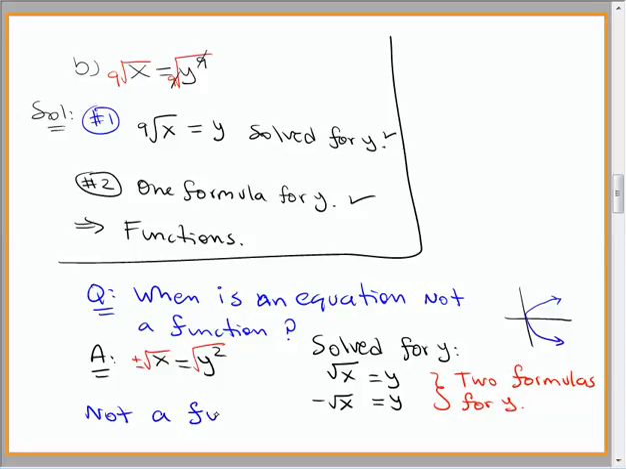Okay, so once again, you guys, step number 1, you solve for y. Step number 2, you count the number of formulas that you have for y, and if it happens that you have one formula, then you have a function. Otherwise, if you have more than one formula, like in this last example, then the equation does not provide a function. I hope you guys understood this example.